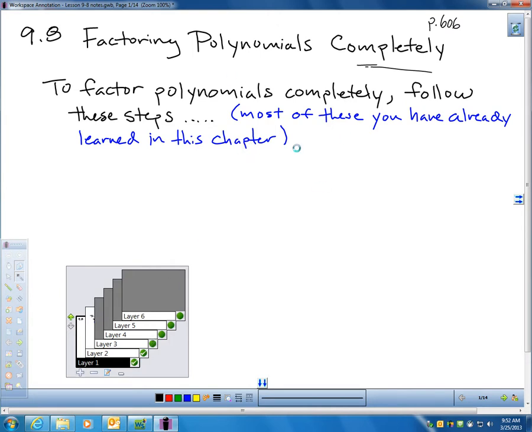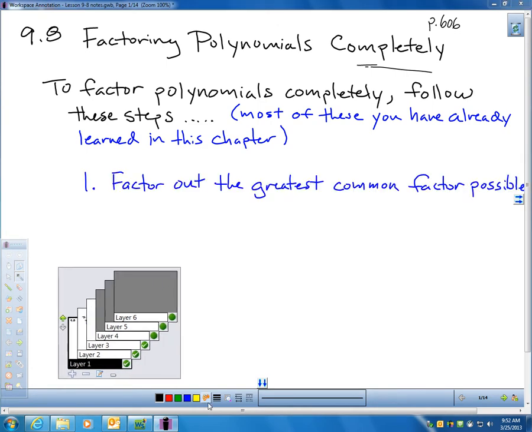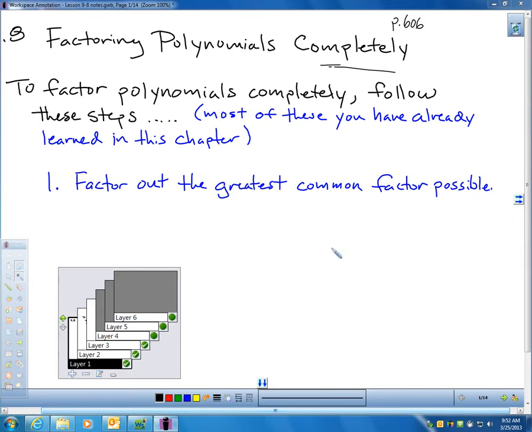So when you look at any polynomial that you want to factor, the first step would be to factor out the greatest monomial factor first. If you look on page 607 at the very bottom, there's a red box, and they show an example of that. You might want to pause the video and look at that example. Always try to find the greatest common monomial factor first.